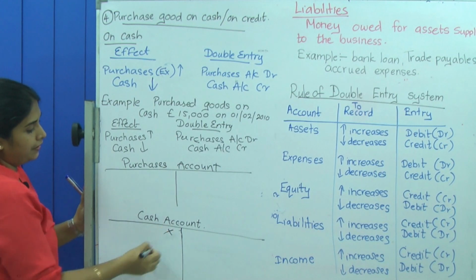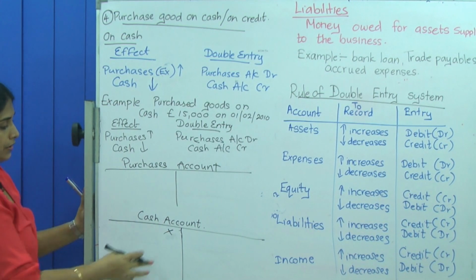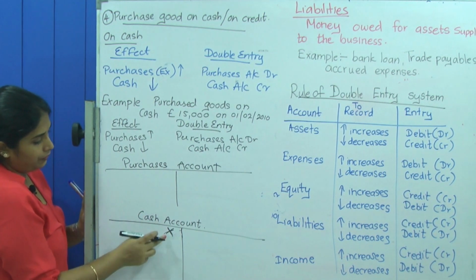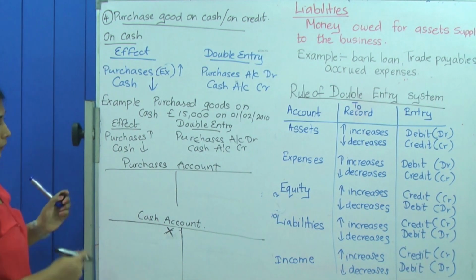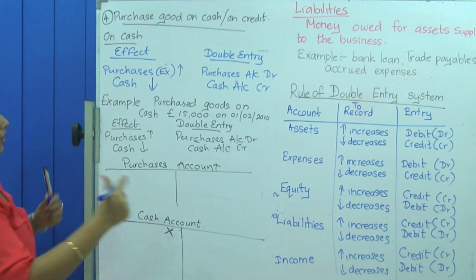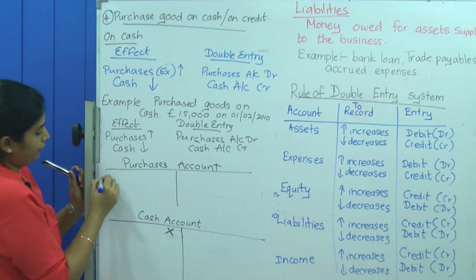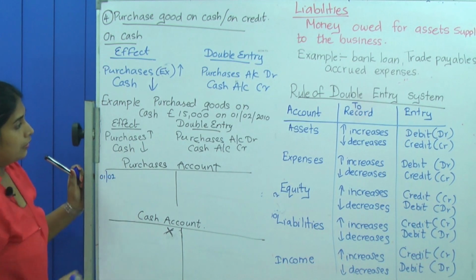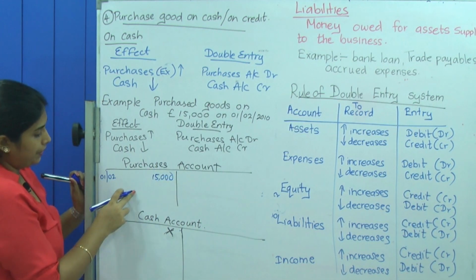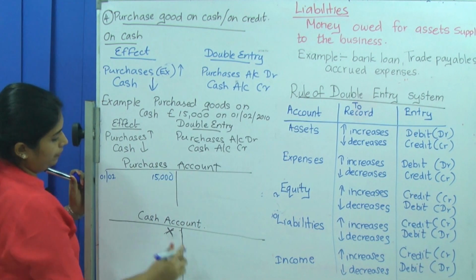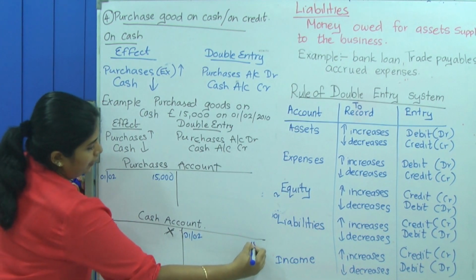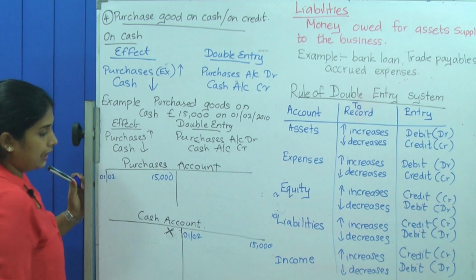We'll assume there is an amount on the debit side, because without cash you won't be able to pay. So I'll put a cross, which means that there is an amount of cash inside the business. Now when we purchase, the purchases account will be debited on 1st of February, 15,000, and the cash account will be credited on 1st of February, 15,000. Now we have recorded the date and the amount.